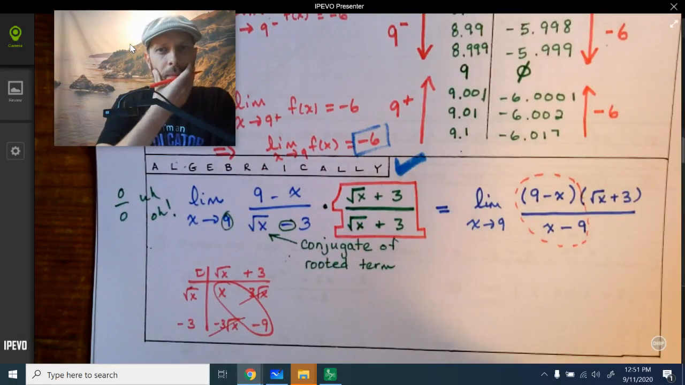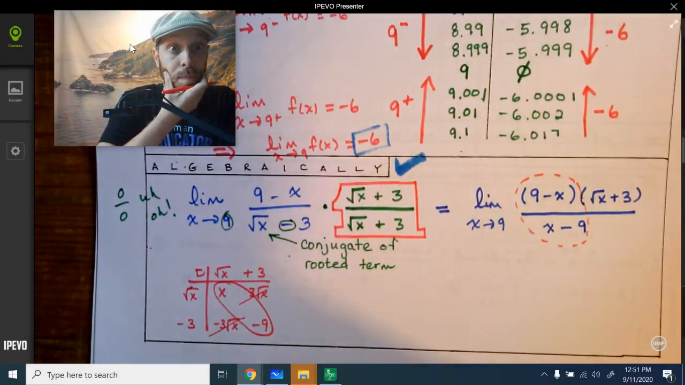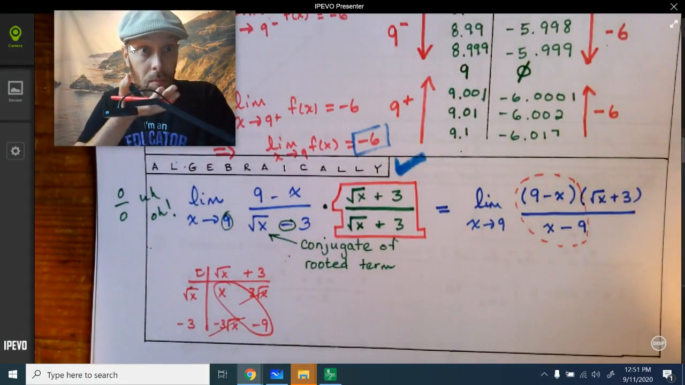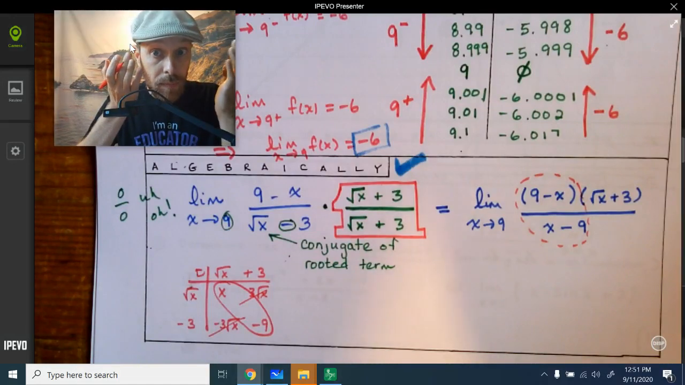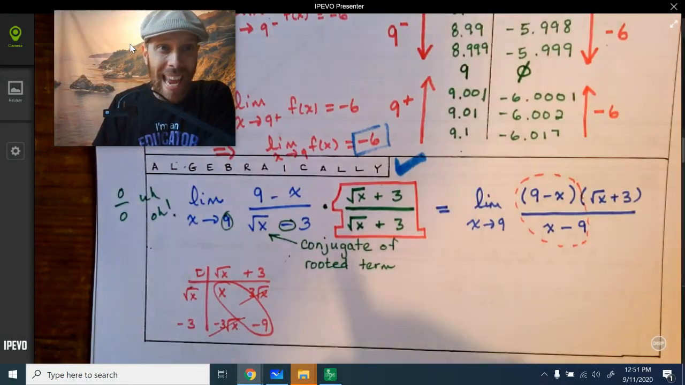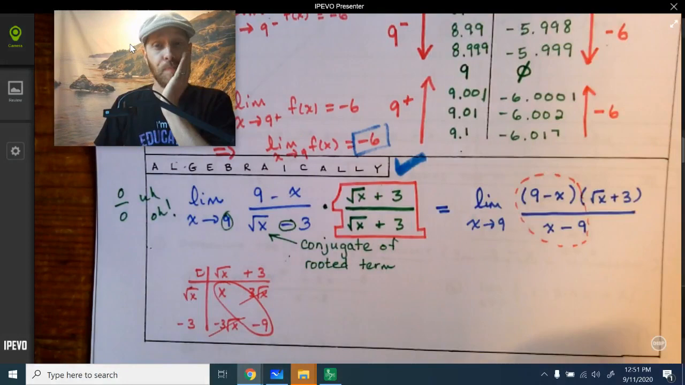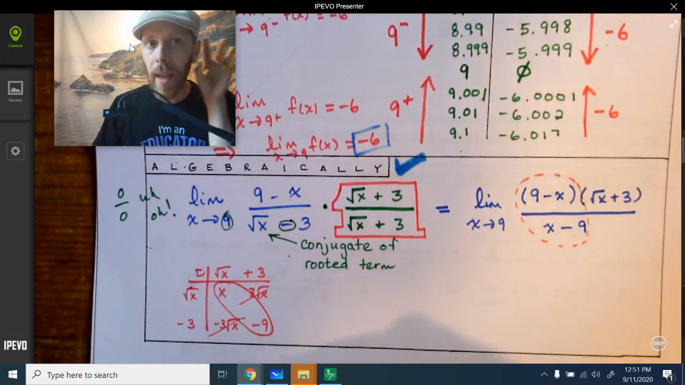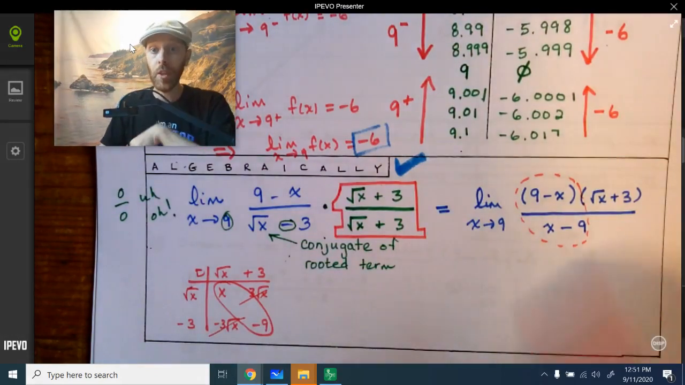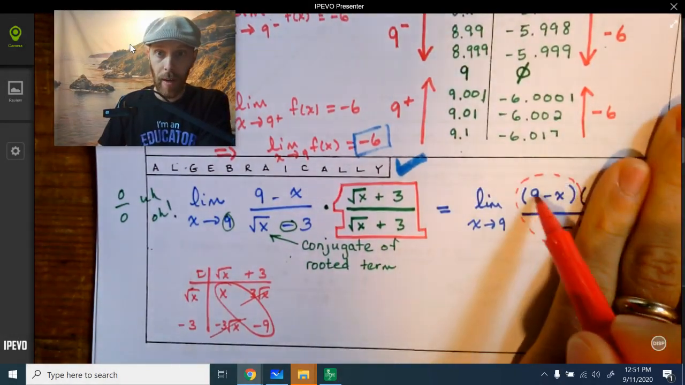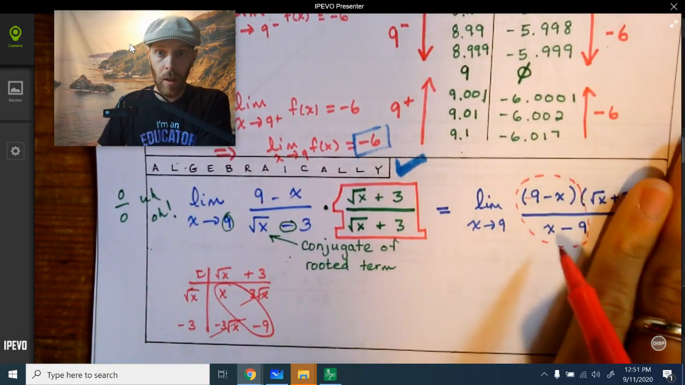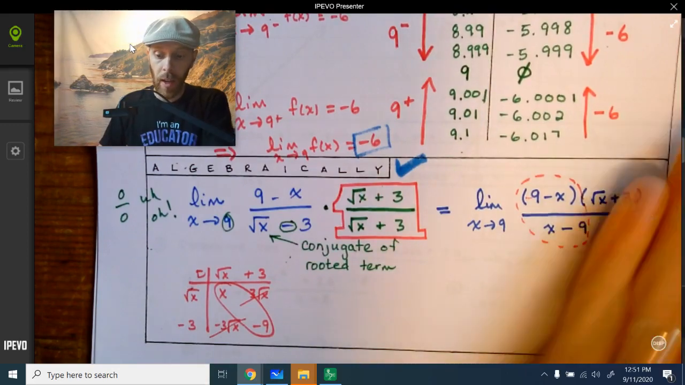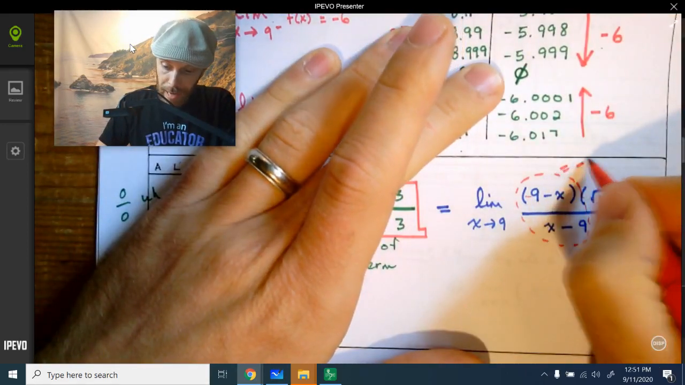I'm saying to myself, can I cancel those? What do you think? Can we cancel those? Is that allowed? Well, you can only cancel if they're equal to 1. If I plug in a number, do I get 1? Give me a number, any number. What was that? 2? Okay, let's plug a 2 in. If I plug a 2 in here, I would get 7 over negative 7, which is equal to negative 1.